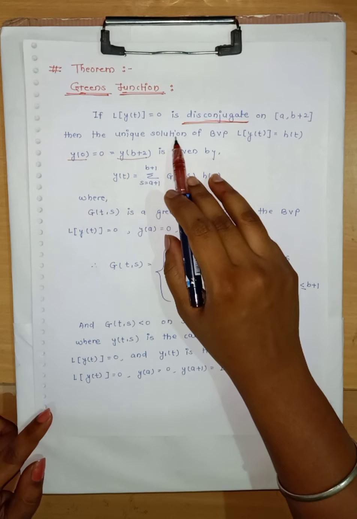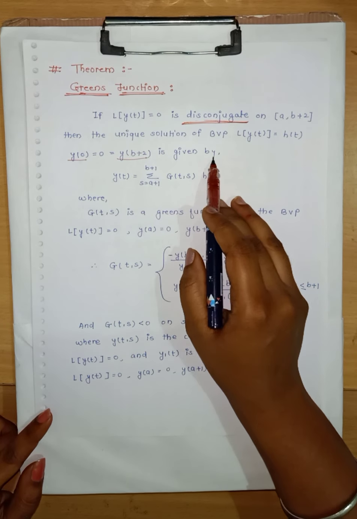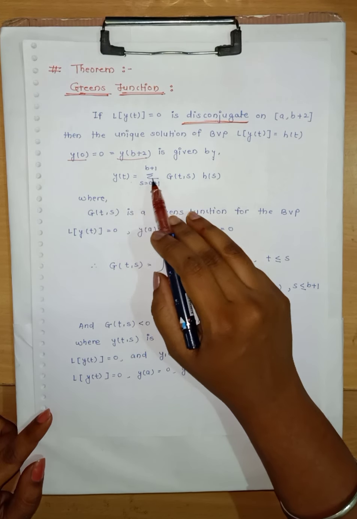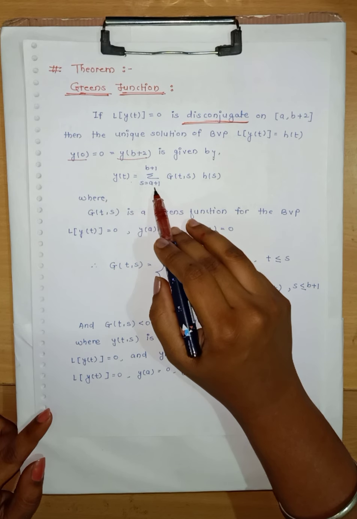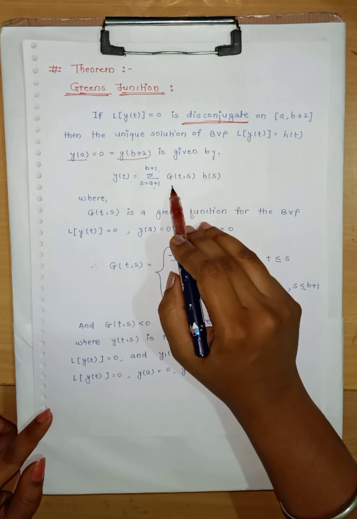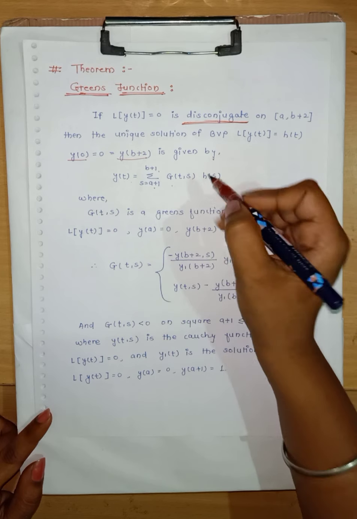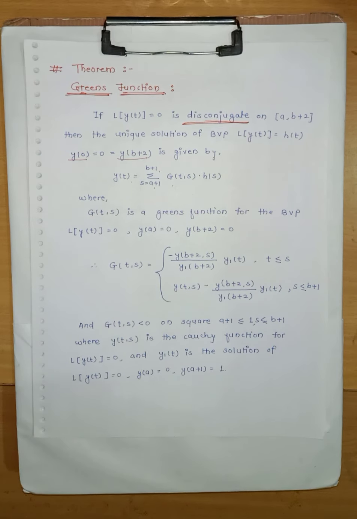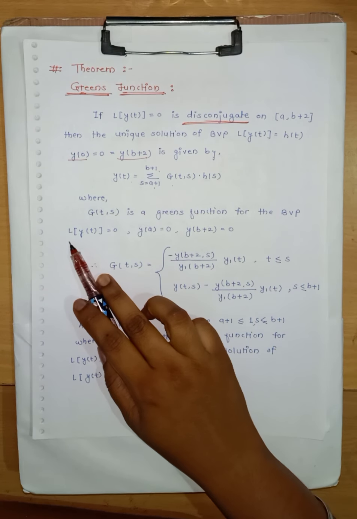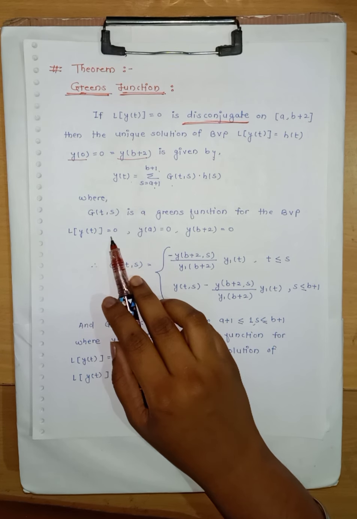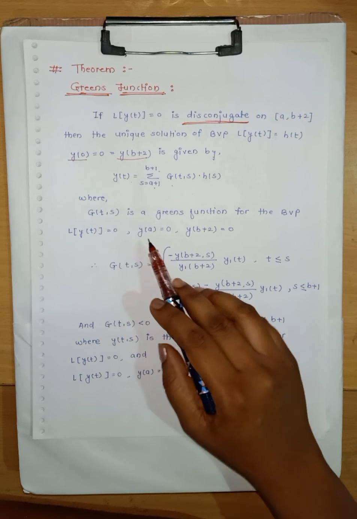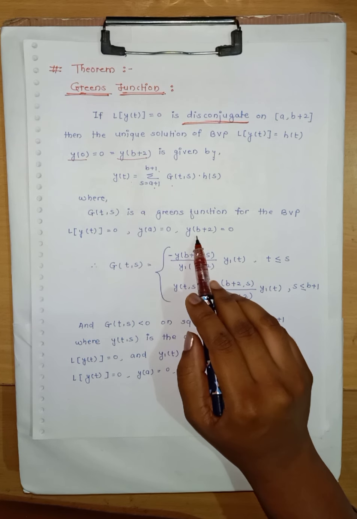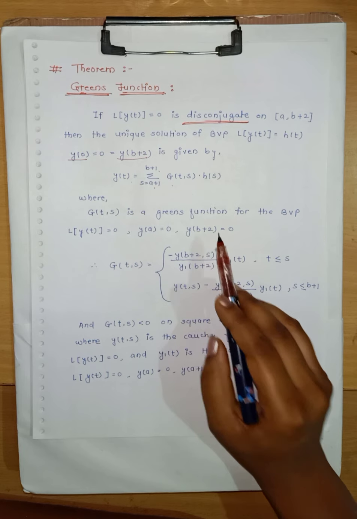is given by y of t equals the summation over s from a+1 to b+1 of g of t, s into h of s, that is, the Green's function times h of s, where g of t, s is the Green's function for the boundary value problem L of y of t equals 0, where y of a equals 0 and y of b+2 equals 0.